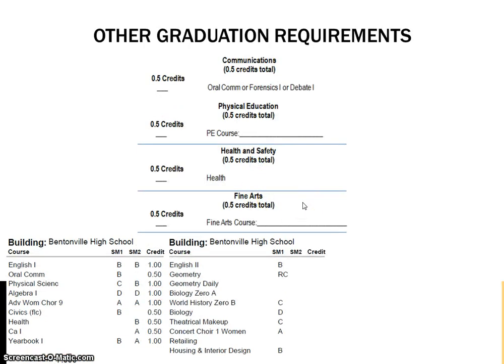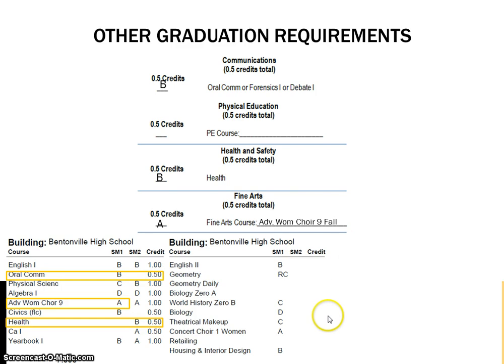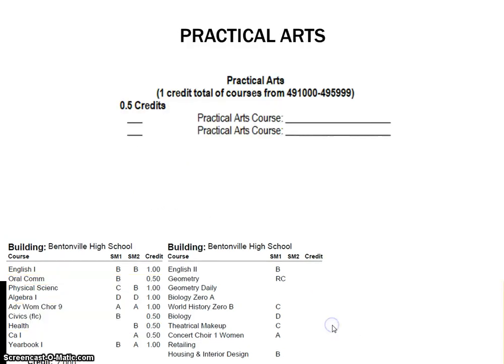Other graduation requirements: Oral Comm they've completed with a B, PE they've completed with a B. Fine Arts, the student has several fine arts classes. In this case, Advanced Women's Choir 9, they made an A. And then we're going to use this second half of 9th grade Women's Choir as an elective. The student does not have PE on their transcript, however, so they will need to complete a PE course next year or as a senior.